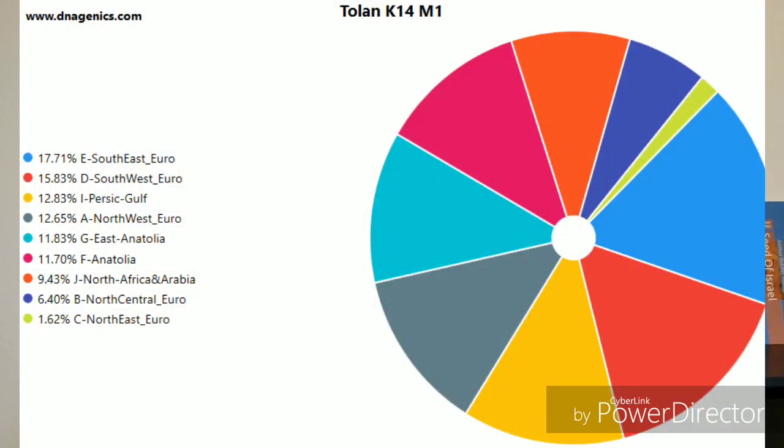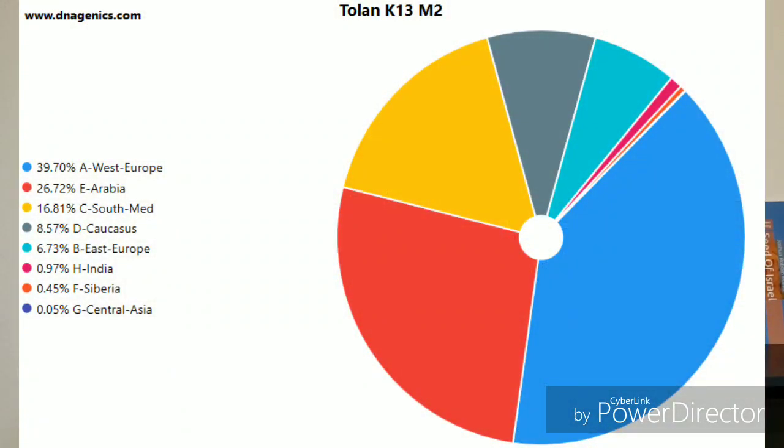Tolan K14. Well, that gives me 7.71% Southeast Euro, 15.83% Southwest Euro, 12.83% Persian Gulf, 12.65% Northwest Euro, 11.83% East Anatolia, 11.7% Anatolia, 9.43% North Africa and Arabia, 6.4% North Central Europe, 1.62% Northeast Europe. Tolan K13, well, that is 39.7% West Europe, 26.72% Arabia, 16.81% South Mediterranean, 8.57% Caucasus, 6.73% Eastern Europe.